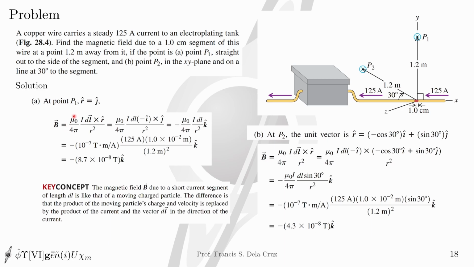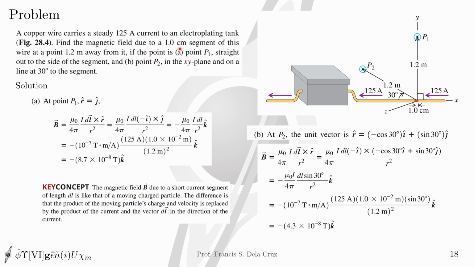So at point 1, we know that the r hat is along the positive j, which is just up from it, 1.2 meters directly. So if we use our Biot-Savart law, your dL will be that 1 cm segment. So there is no actual integration that we need to do here unless you want to know the magnetic field for the entire given length of wire.